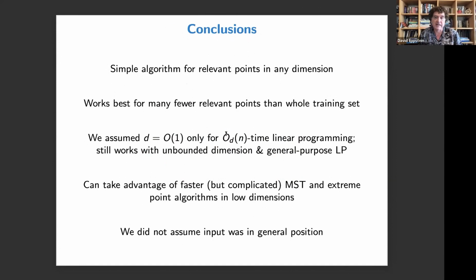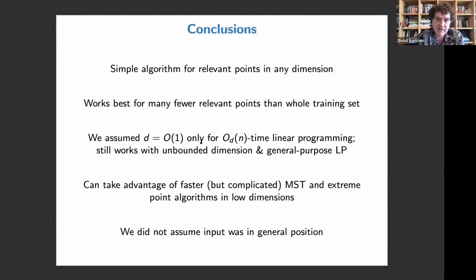Okay, that's pretty much everything I had to say. So we have a simple algorithm for relevant points in any dimension. It works best when there are many fewer relevant points than the size of the whole training set, because it is faster than previous algorithms by replacing n by r in its time bounds, and that works better when n is much bigger than r.